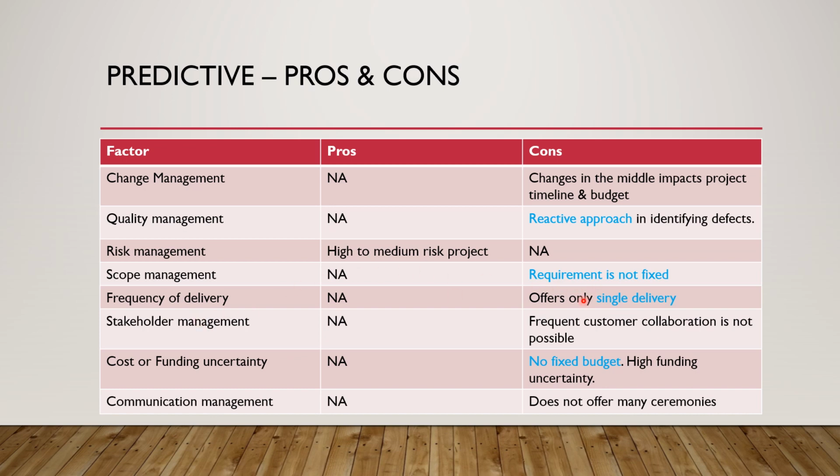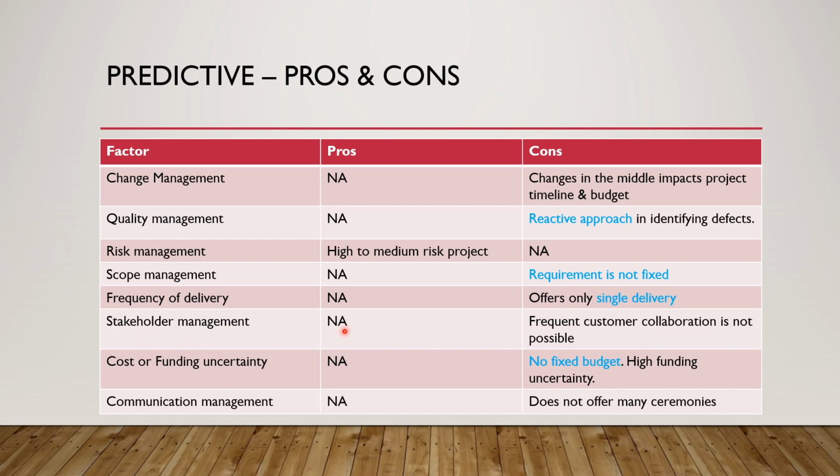Next is the frequency of delivery. Since we have more complexities and changes likely to come, the best way to deliver the current project is using an incremental fashion, basically multiple product increments. But the predictive model in general supports only big bang delivery or a single delivery. Therefore, it is again on the downside.